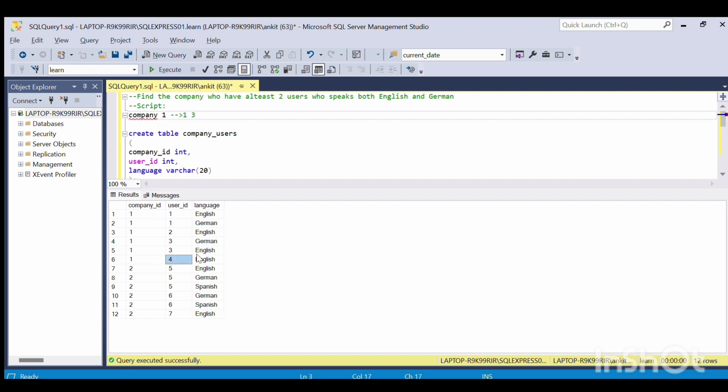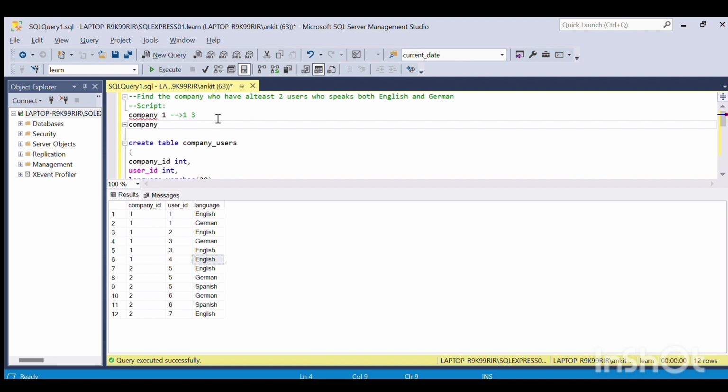Again, user ID 4, he knows only English. So he will not be considered. So company 1 ends here. Moving on to the next company, company 2. In company 2, what we see is that user ID 5 knows English, knows German, and also knows Spanish. So he falls in this category where he knows English and German both. Along with that, he knows Spanish, which is not our business, right? We are only focused on English and German, so he knows both, so we'll consider him, right? Again, coming to user ID 6, he knows German, he knows Spanish, but he does not know English. So we will not consider him.